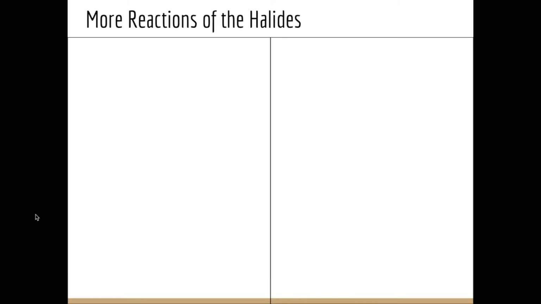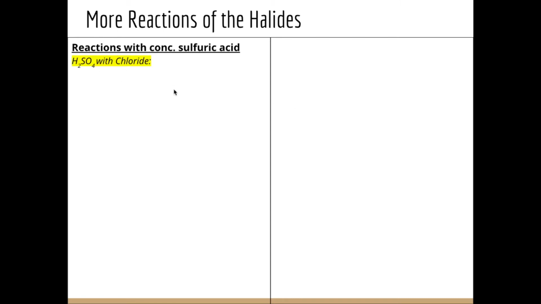Let's look at some more reactions of the halides that we need to be familiar with. When we're referring to the halides, we're referring to the ion of the halogen. For example, chlorine goes to chloride, bromine goes to bromide. The general name is the halide. Let's look at some reactions with sulfuric acid.